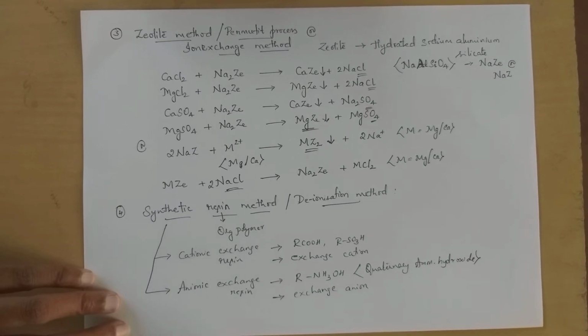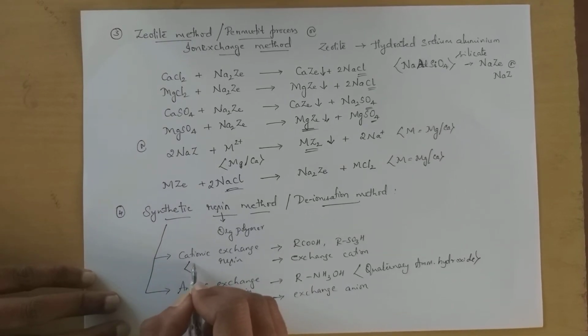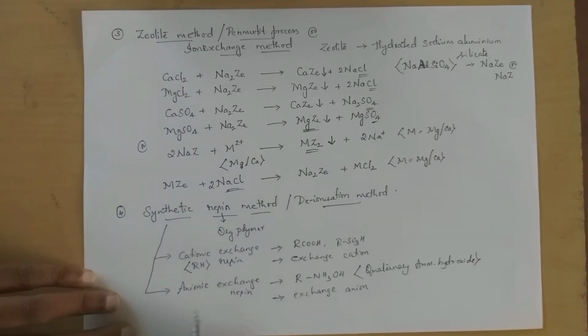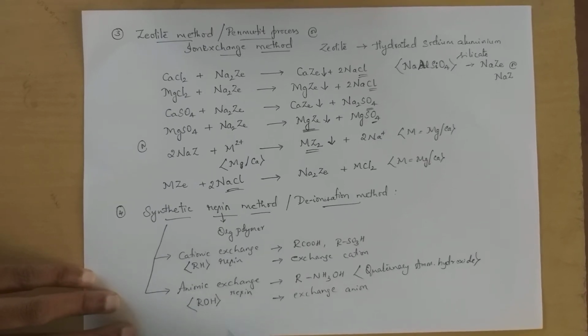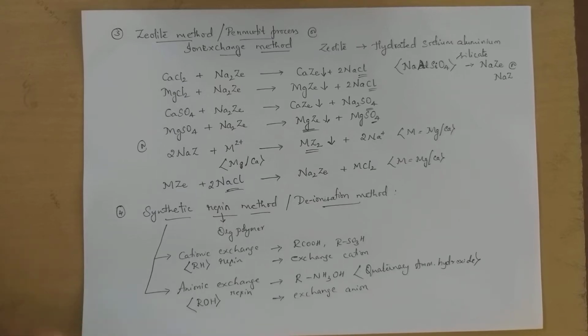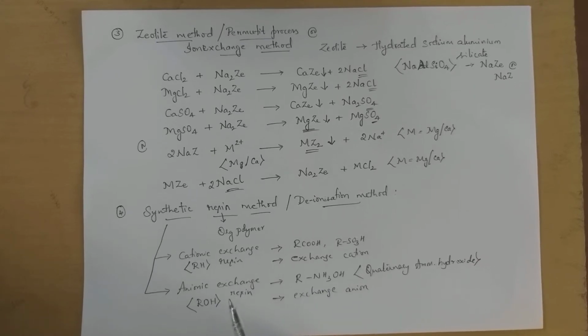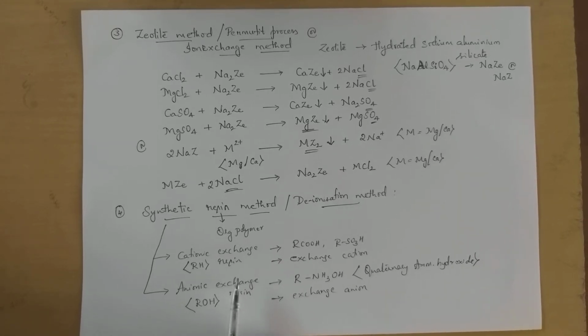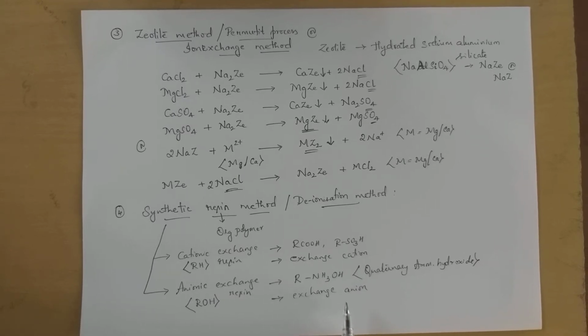And we have a general representation of these two, that is cation exchange resin can be represented as RH, whereas anionic exchange resin is represented as ROH. Clear? So in the synthetic resin method we have two types of resins, that is cationic exchange resin and anionic exchange resin. By this we are going to remove the permanent hardness. Cation exchange resin exchanges cation, and anionic exchange resin exchanges anion.